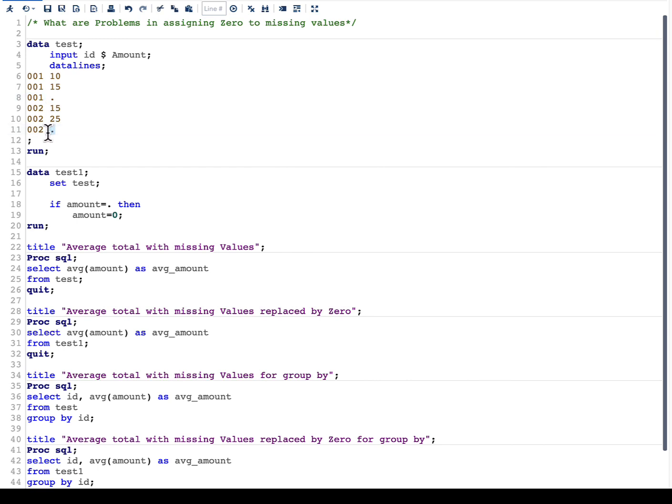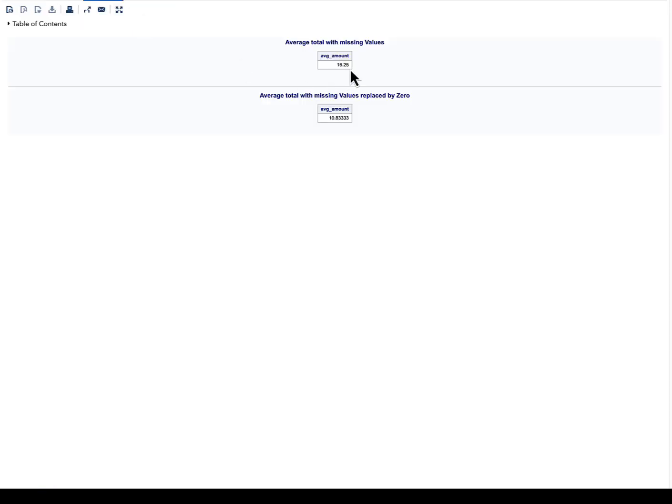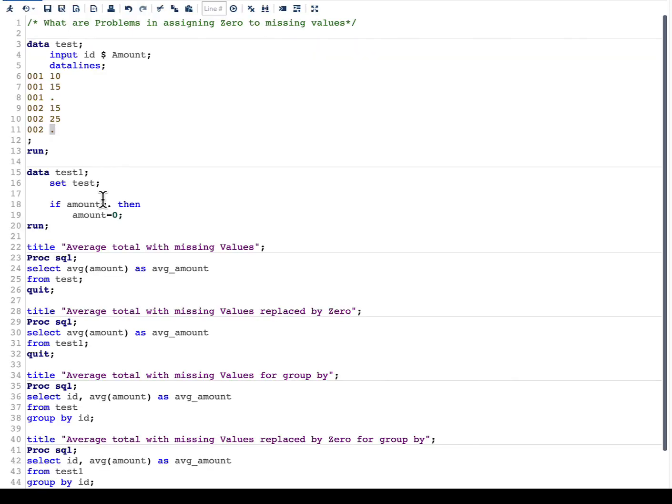Once you ignore the missing values, what you are really doing is adding 1, 2, 3 and 4 values and then dividing by 4, which means you are adding 10 plus 15, 25, 25 plus 15, 40, and 40 plus 25 is 65, and then you are dividing by 4, and this gives us the result of 16.25. But when you replace these missing values with zeros, nothing gets ignored.